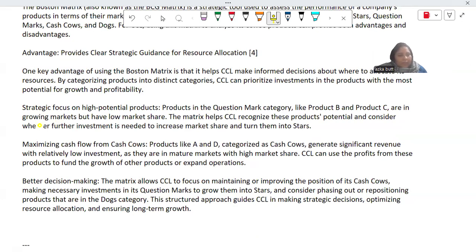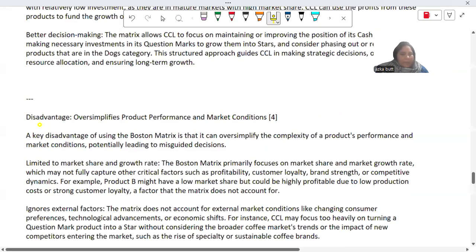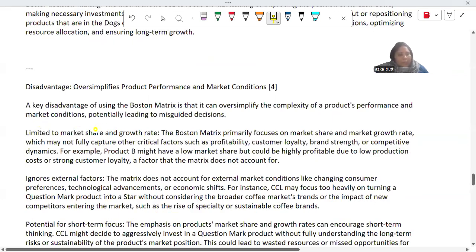There's one more, but basically you just need to write one advantage. So I think it's better. Now let's discuss its disadvantage. So these are the disadvantages. You can just read from here, but you need to write only one advantage and one disadvantage.